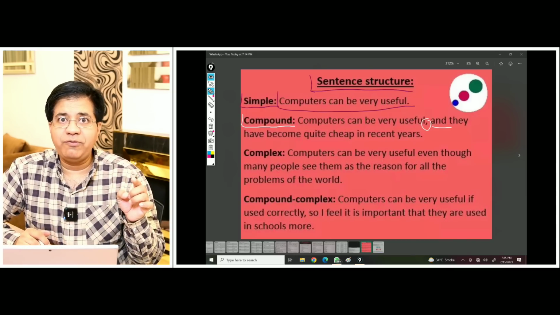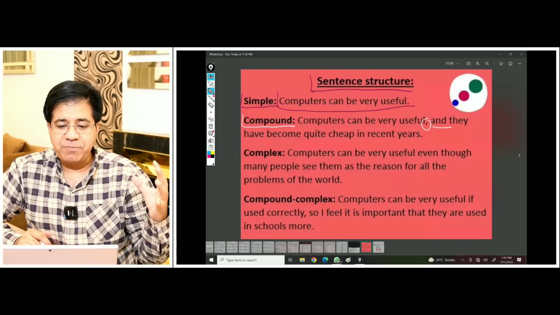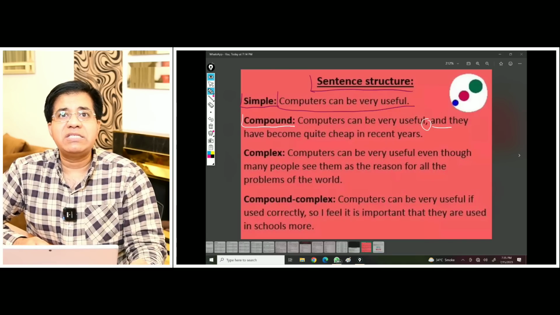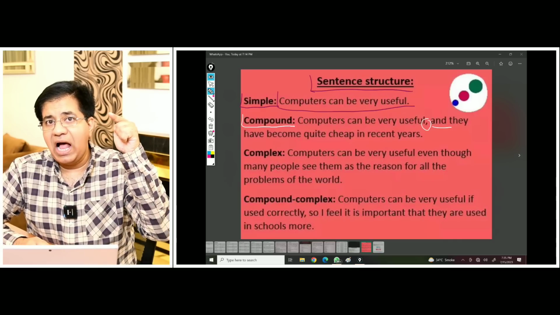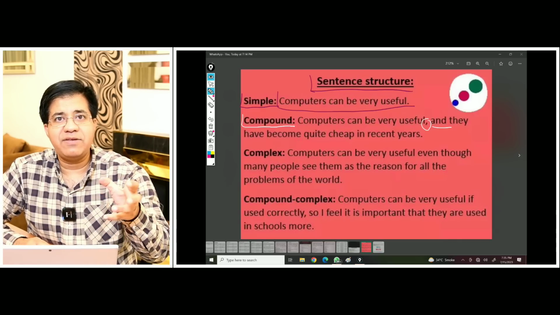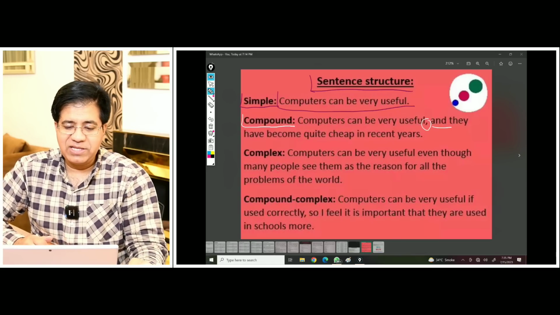You must not forget the comma and the conjunction and. Computers can be very useful, comma, and they have become quite cheap in recent years. This is a compound sentence. In IELTS speaking, try to make sentences like this. If your target band is 7 and above, you can easily get that. Okay. All right. Now let's go on.